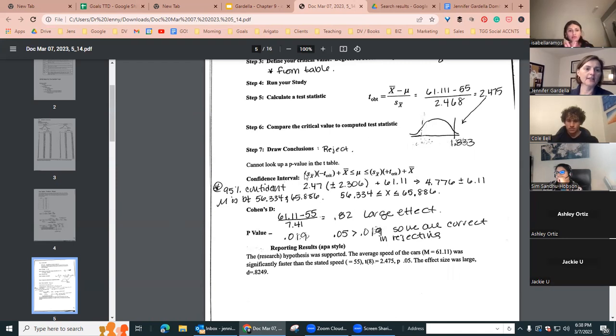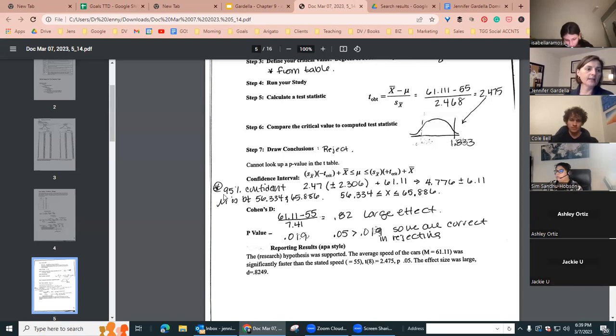Okay, confidence interval. This is the formula, same one that I gave you in the slides. So this is our standard error. This is our T critical. Now remember, it's going to be different than this T critical because this has to be 0.05, but two-sided, two-tailed. So we go back into the table, plus 61, this was our mean, and we wind up with a confidence interval of 56.334 to 65.886.